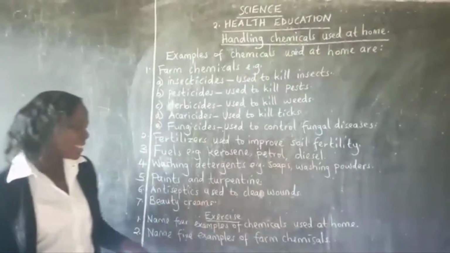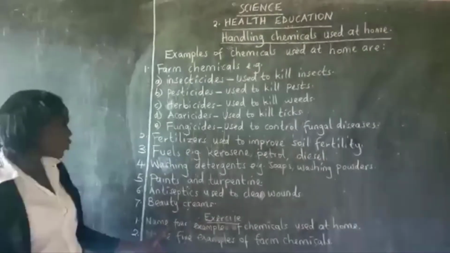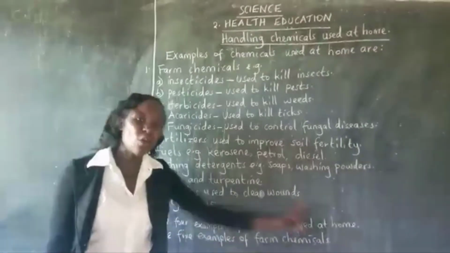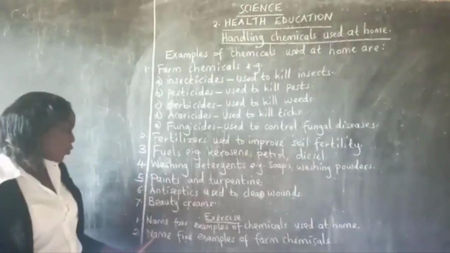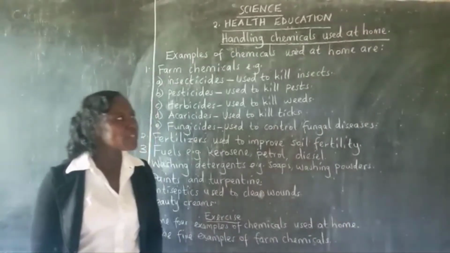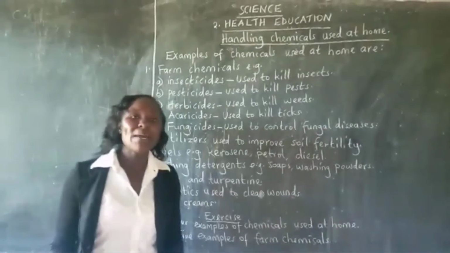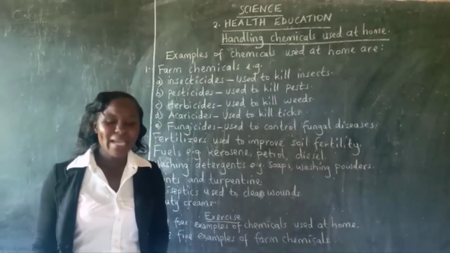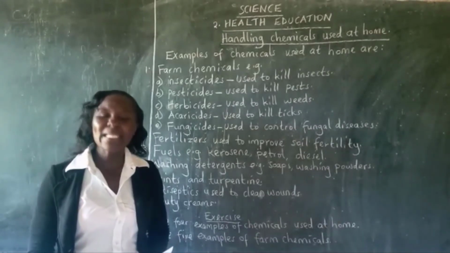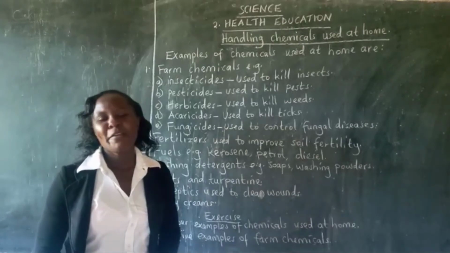Now before we end this lesson, I want you to do this work. Number one, I want you to name 4 examples of chemicals used at home. Then lastly, I want you to name 5 examples of farm chemicals. So up to that point, we come to the end of our lesson. And in our next lesson, we shall look at safety measures to observe when handling chemicals. So thank you for your attention and goodbye for now.